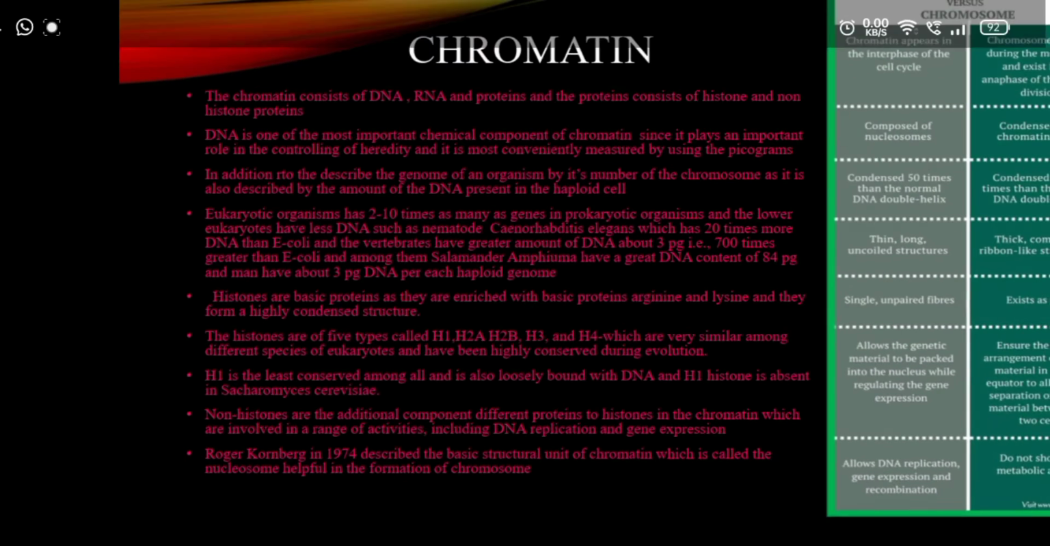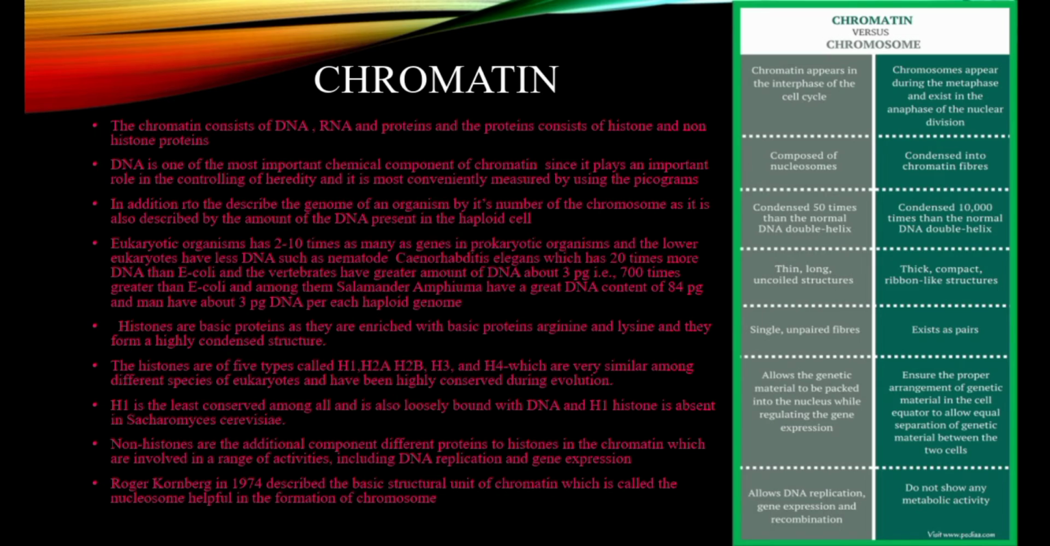Now coming to the differences, the chromatin appears in the interphase of the cell cycle, and the chromosomes appear in the metaphase. The gray part is the chromosome and the green part is the chromatin. Chromosomes appear during the metaphase and also exist in the anaphase. Chromosomes have nucleosomes, while chromatin has chromatin fibers.